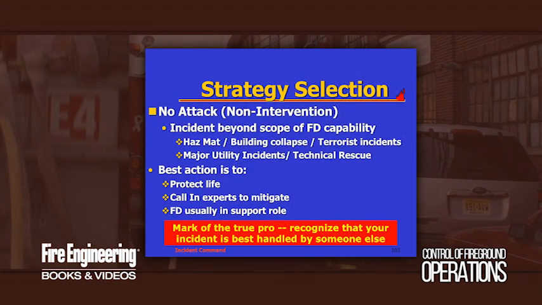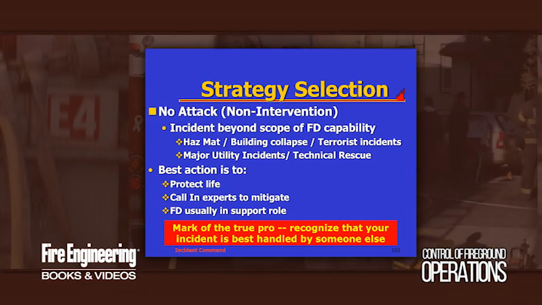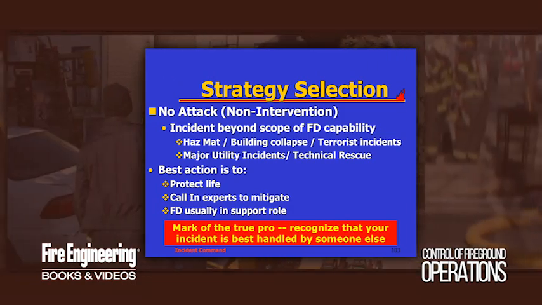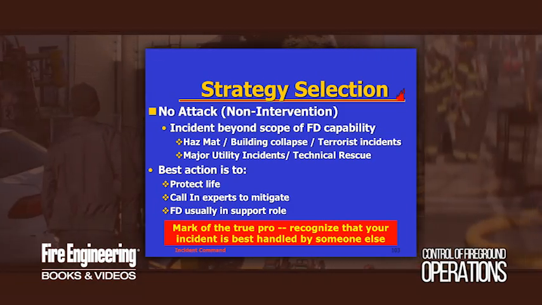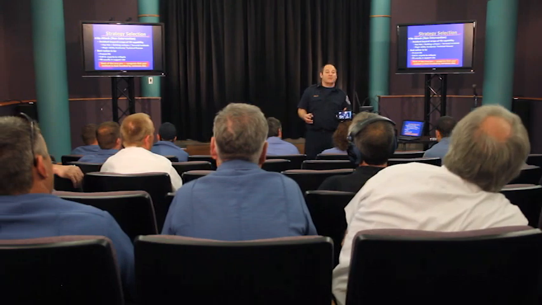The other ones we look at is when it's beyond the scope of our ability to handle. For instance, a hazmat, a building collapse, a terrorist incident, utilities, tech rescue. You guys have a tech rescue team? Yeah. Hazmat too? Hazmat too, yeah? See, we don't have hazmat, we have tech rescue, but we know that not all of our companies are trained in tech rescue. So, the idea, don't get people in over their head, like confined space, things like that.